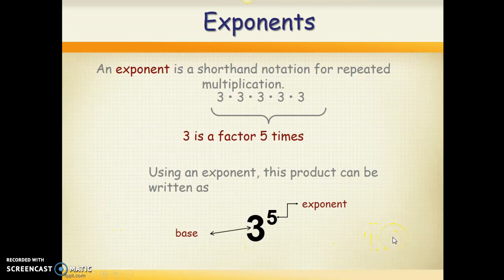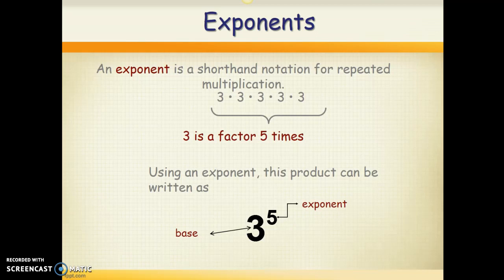Exponents. In dealing with exponents, basically it is a shorthand way to write repeated multiplication. In exponents, we have the big number, which is called our base, and then we have the small number up to the right, which is called our exponent. The exponent tells us how many times we're going to multiply the base times itself.